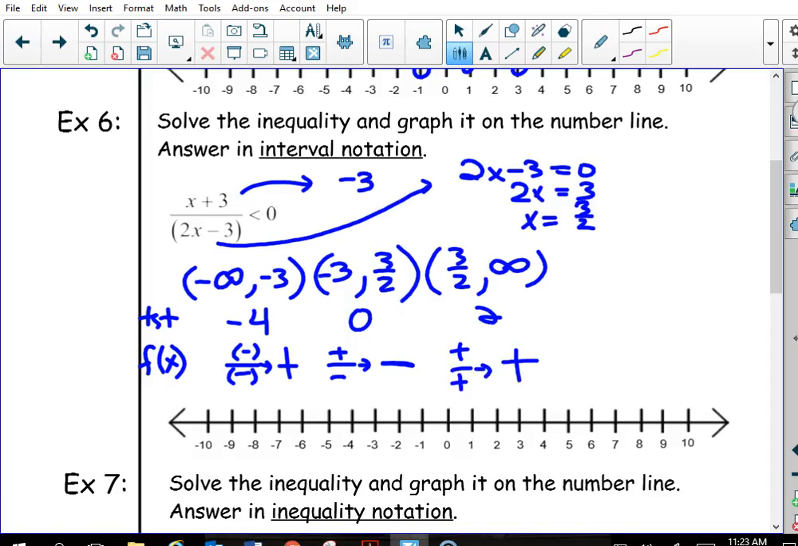Okay, so this is asking where our rational function is less than 0, so it's asking where it is negative. And that's going to happen at that interval. And they want interval notation, so I'm just going to skip a step and leave that, with open points between -3 and 1.5.